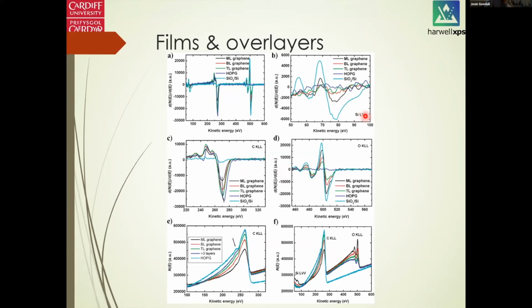So for the silicon, you can see that the more graphene is deposited, the silicon Auger signal decreases. And for the carbon, we will see the increasing of the peak. And oxygen, of course, is from underneath the graphene, therefore the oxygen Auger peak decreases if more graphene is deposited.